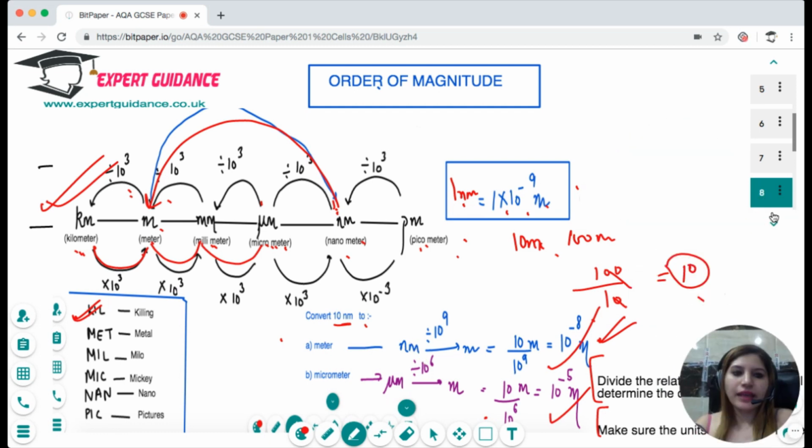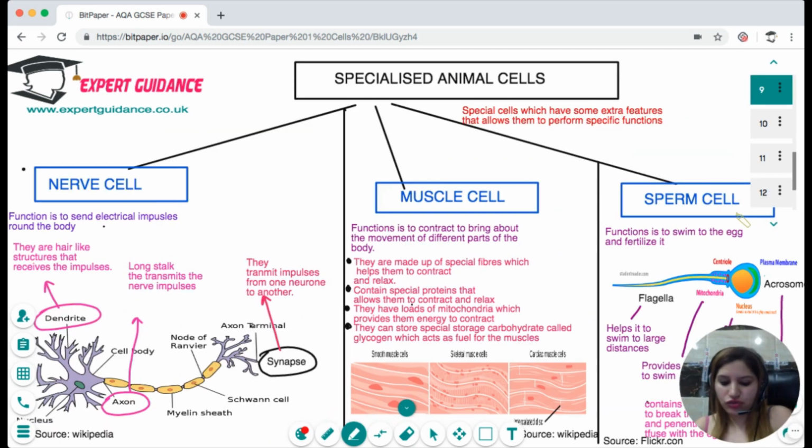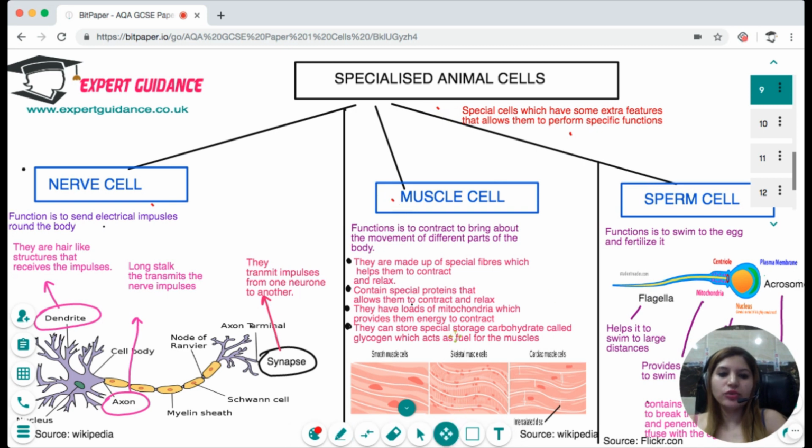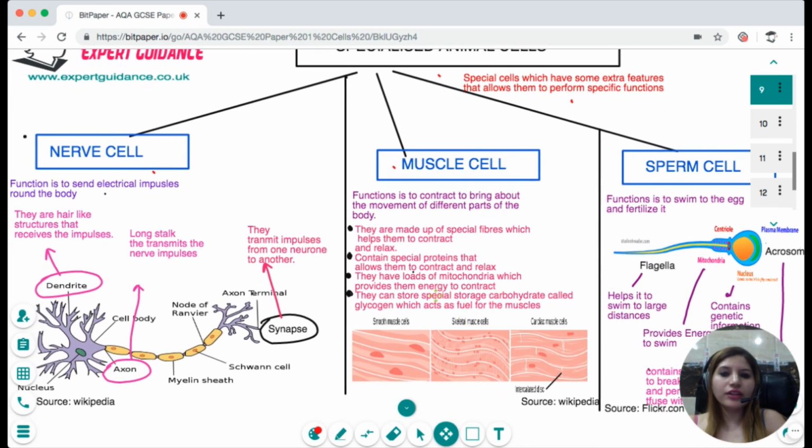Okay. Now, the next thing we need to do is, what are the specialized animal cells? Now, specialized animal cells are those cells which have some extra features that allow them to perform specific functions. Okay. Now, for each of these cell types, you need to know the functions of each cell type, and depending on the functions, what structural characteristics they have.